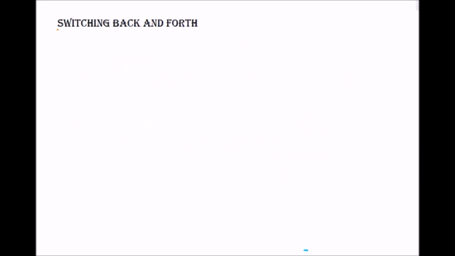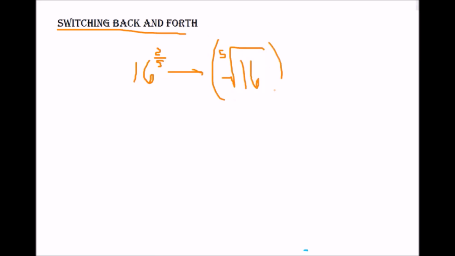Alright, switching back and forth is a very useful skill. I just showed you how to do it from rational exponent form to radical form, but you just need to know how to switch back and forth. So let's do a couple more examples. So 16, let's say, to the 2/5 power is the same as the 5th root of 16 squared. You can switch back and forth like this.